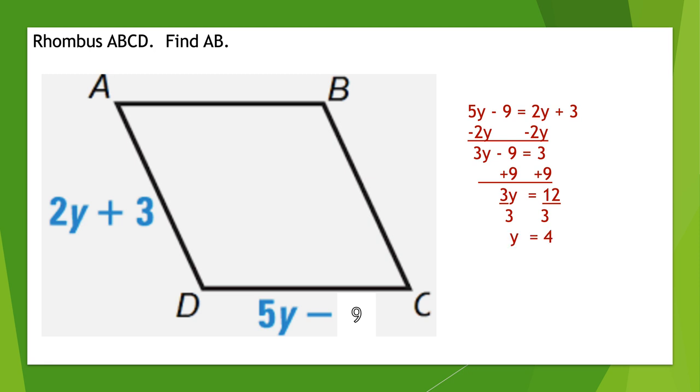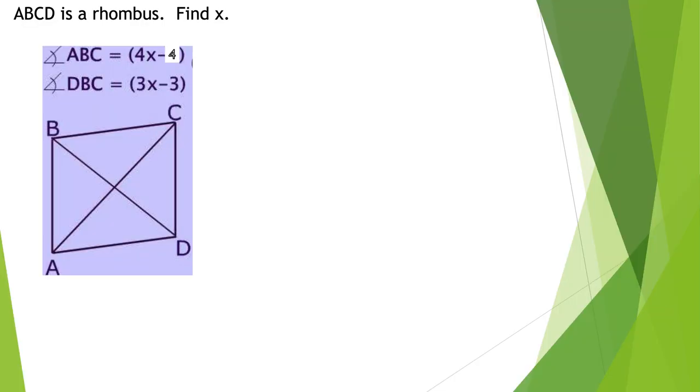Okay, but it wants me to find AB. AB is directly opposite CD, so for any parallelogram that would be true, or all 4 sides of a rhombus are the same. So 5 times 4 is 20, minus 9 is 11, or I could just say 2 times 4 is 8, plus 3 is 11. Either way. Next up.